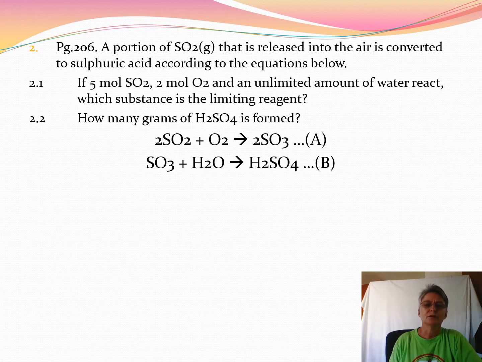On page 206 you've got: a portion of sulfur dioxide released into the air is converted to sulfuric acid according to the reactions given below. If 5 moles of sulfur dioxide, 2 moles of oxygen and an unlimited amount of water react, which substance is the limiting reagent? Obviously it won't be the amount of water, so we need to look at this reaction A.